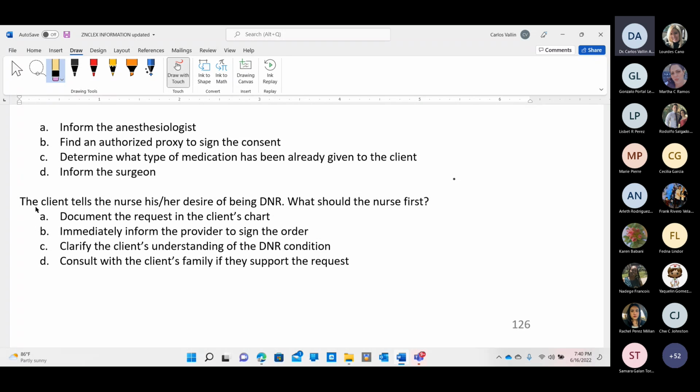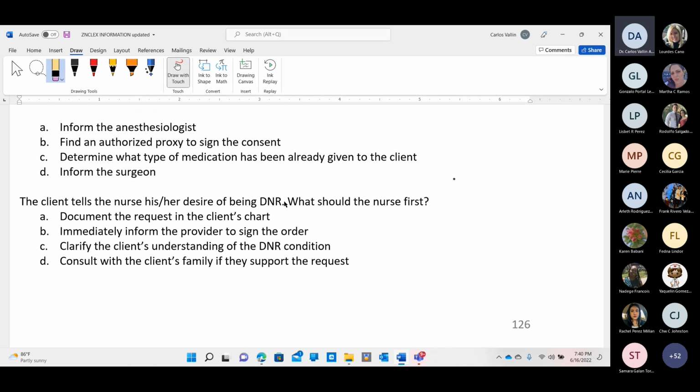Okay, next. The client tells the nurse his or her desire of being do not resuscitate. Okay, it is also included in the Self-Determination Act. Of course, it requires the person to be an adult, to be in his or her mental capacity, and to be informed. The person needs to know what DNR is. Always be sure that the patient knows what DNR means.